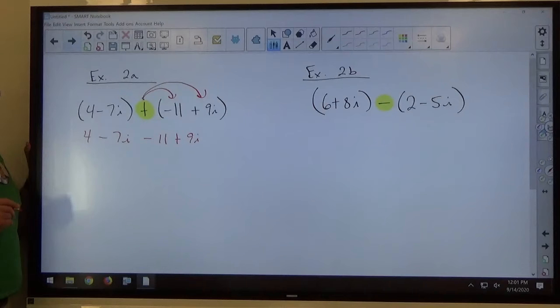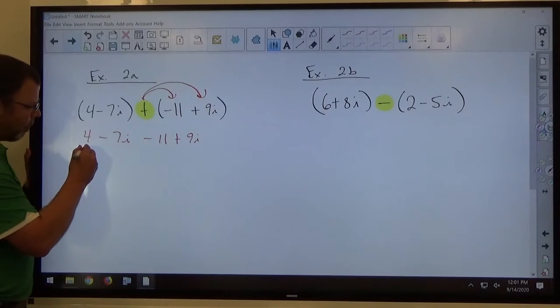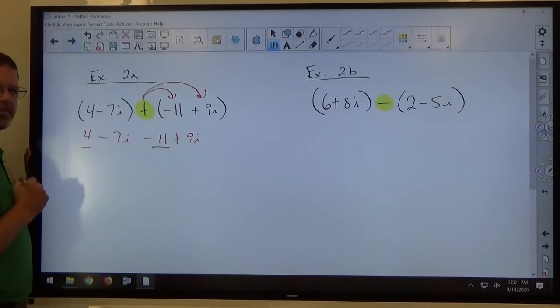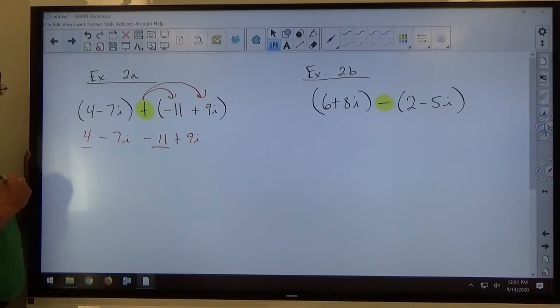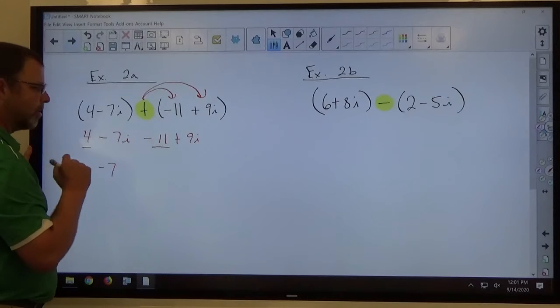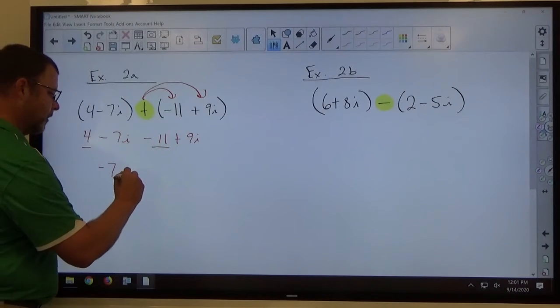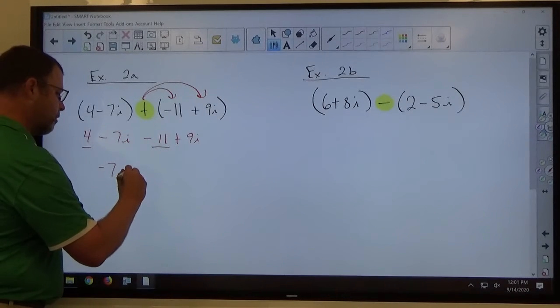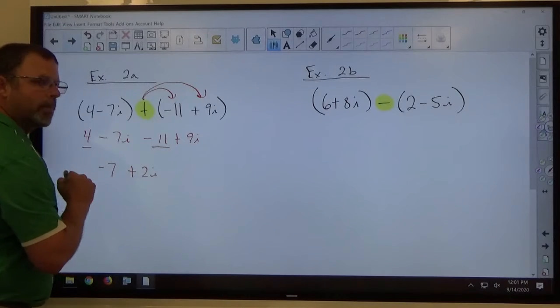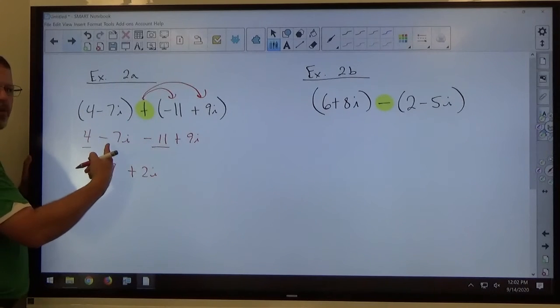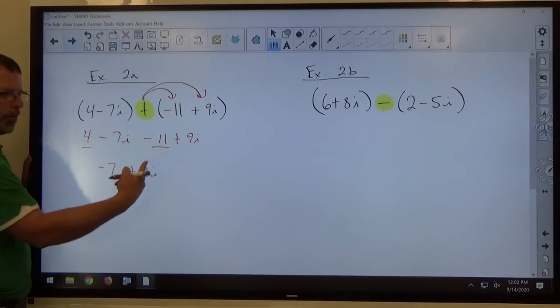At this point, it's simply adding like terms. You've done this since Algebra 1. If I add 4 and negative 11, what do I get? Negative 7. We subtract because the signs are different, and it's negative because 11 is bigger than 4. If I add negative 7i and positive 9i, what do I get? 2i. What kind of 2i? Positive, so plus 2i. Again, opposite signs tell me to subtract the values. 9 is bigger, so it's positive.